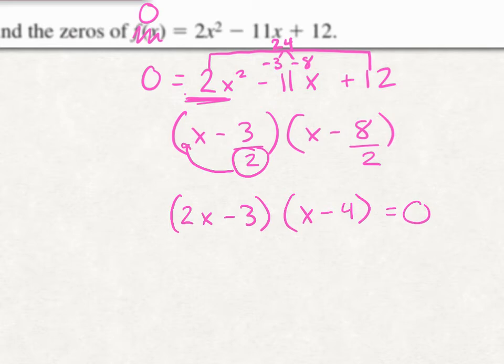What do we do next? We set them both equal to 0. So 2x minus 3 is equal to 0, and x minus 4 is equal to 0.